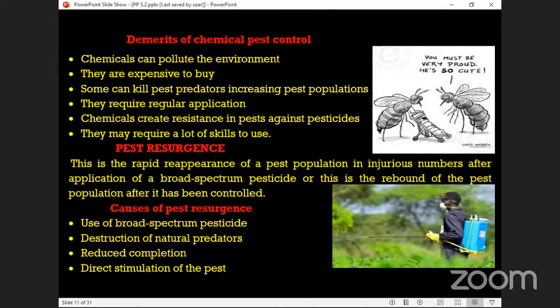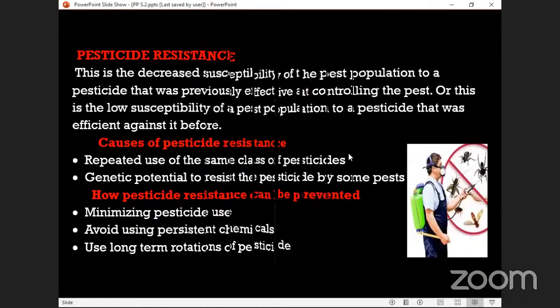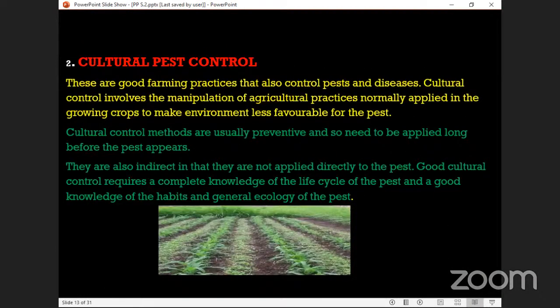Okay, did we stop here? Okay. So I remember we covered this. We had stopped on cultural control measures here. So you read for us the cultural pest control measures after chemical.